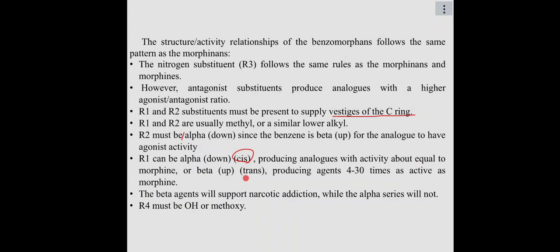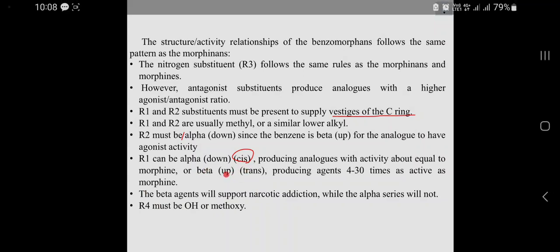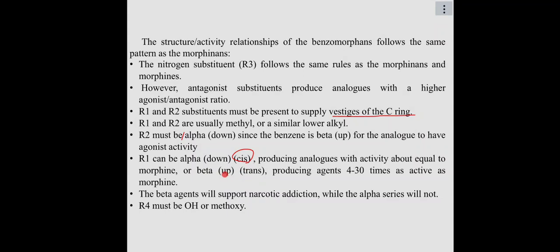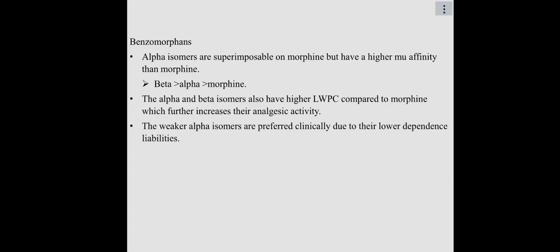Whenever you increase analgesic activity, you will definitely increase toxicity. So we have the beta derivatives and the alpha derivatives, with the beta derivatives having very high analgesic activity, and since they have very high analgesic activity, they will also have very high toxicity. So the alpha isomers are superimposable on morphine, but have higher mu affinity than morphine.